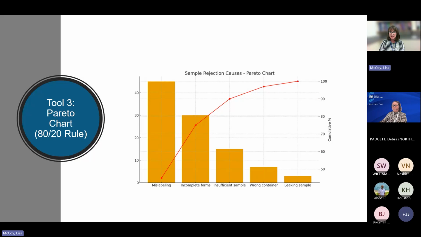So in this example, the 80% line cuts across here and shows that mislabeling and incomplete forms are contributing greatest to the overall effect. So this helps labs prioritize which issues they should address first.